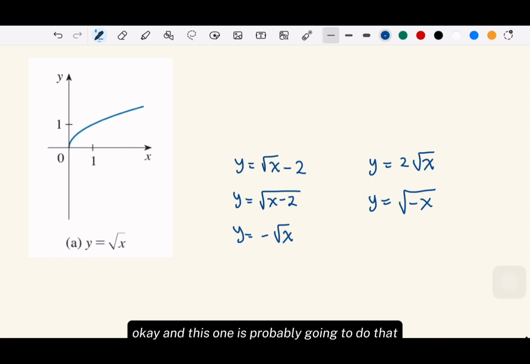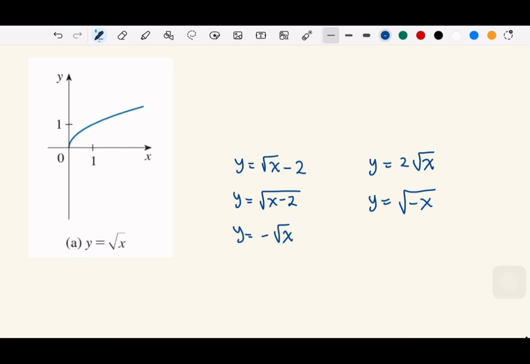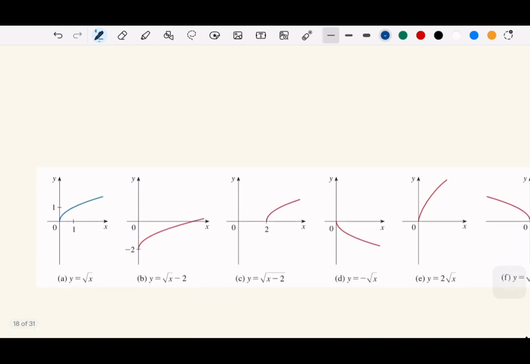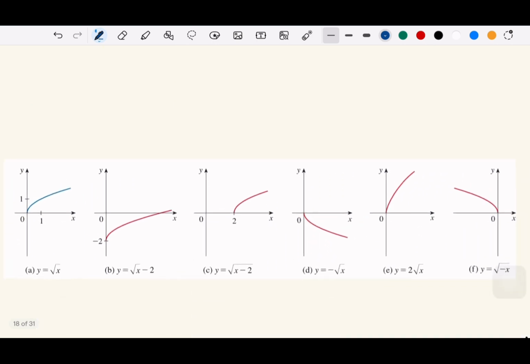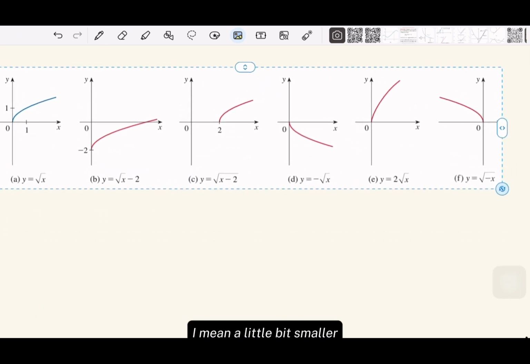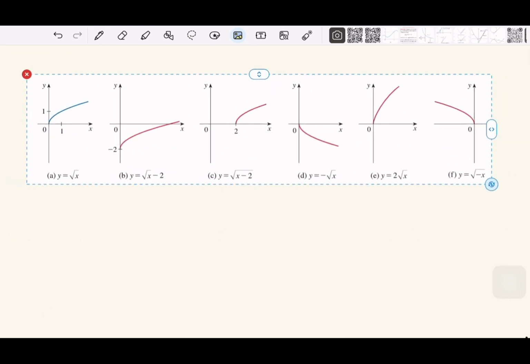And this one is probably going to the left. And what happened with this one? We stretch, right? We stretch. And it's going to be a little bit higher. So if we are taking this into, let me make it a little bit smaller.